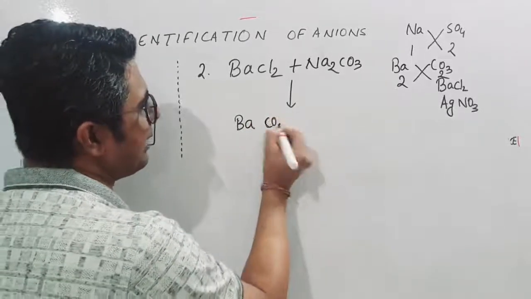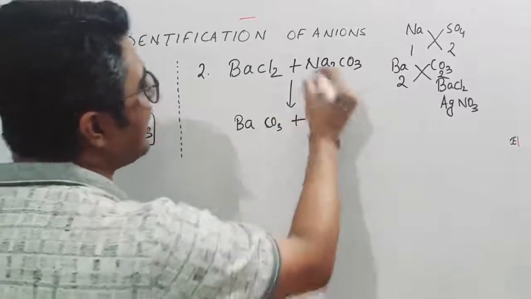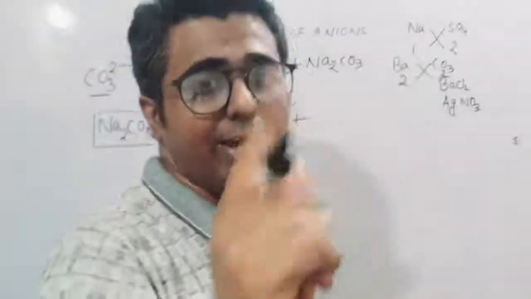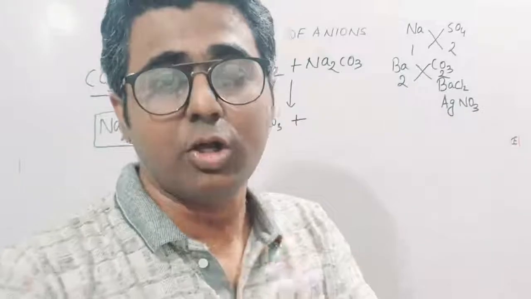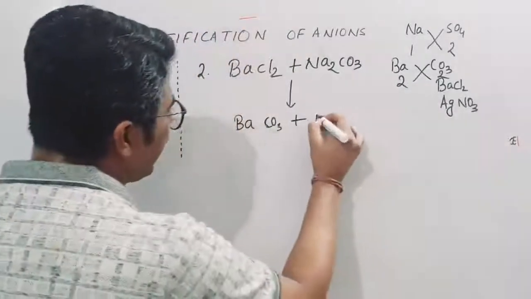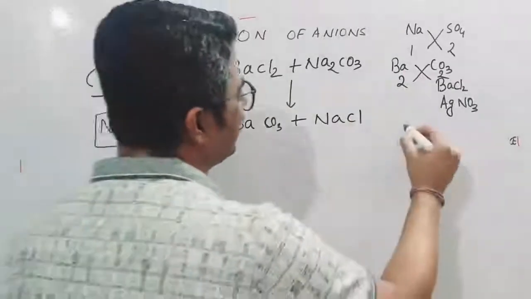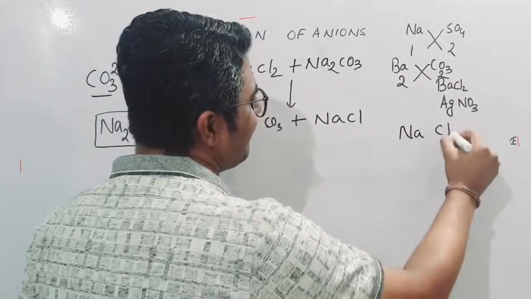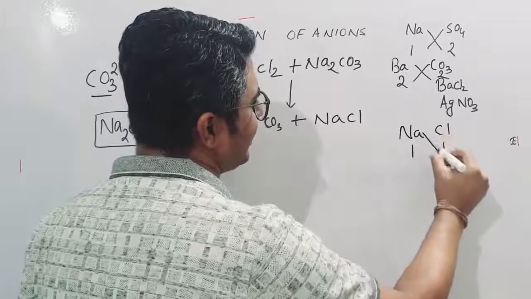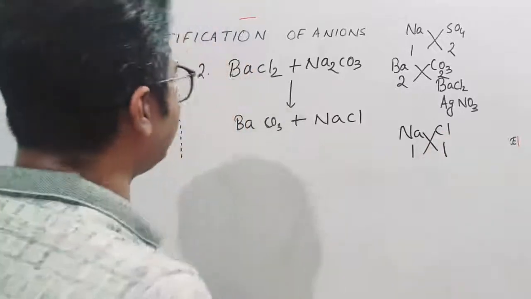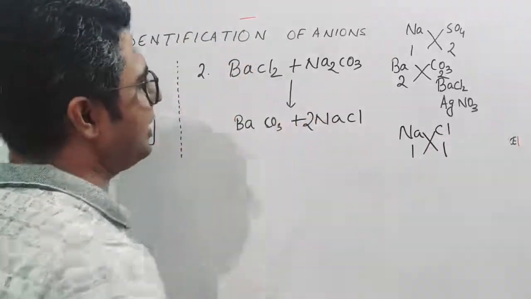So barium carbonate plus Na and Cl. Na has valency 1, Cl has valency 1, cross multiply, NaCl. How did you get it? I got it like this. Na and Cl, Na has valency 1, with this cross multiplication, NaCl. After that I balance it. Simple balancing.